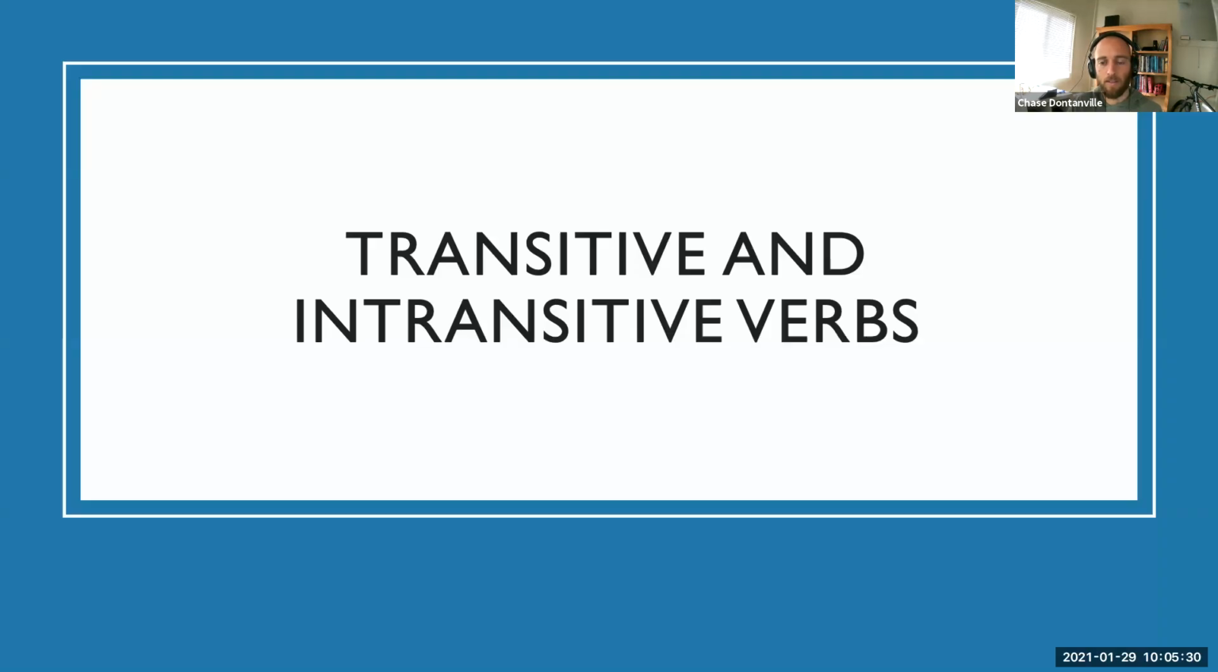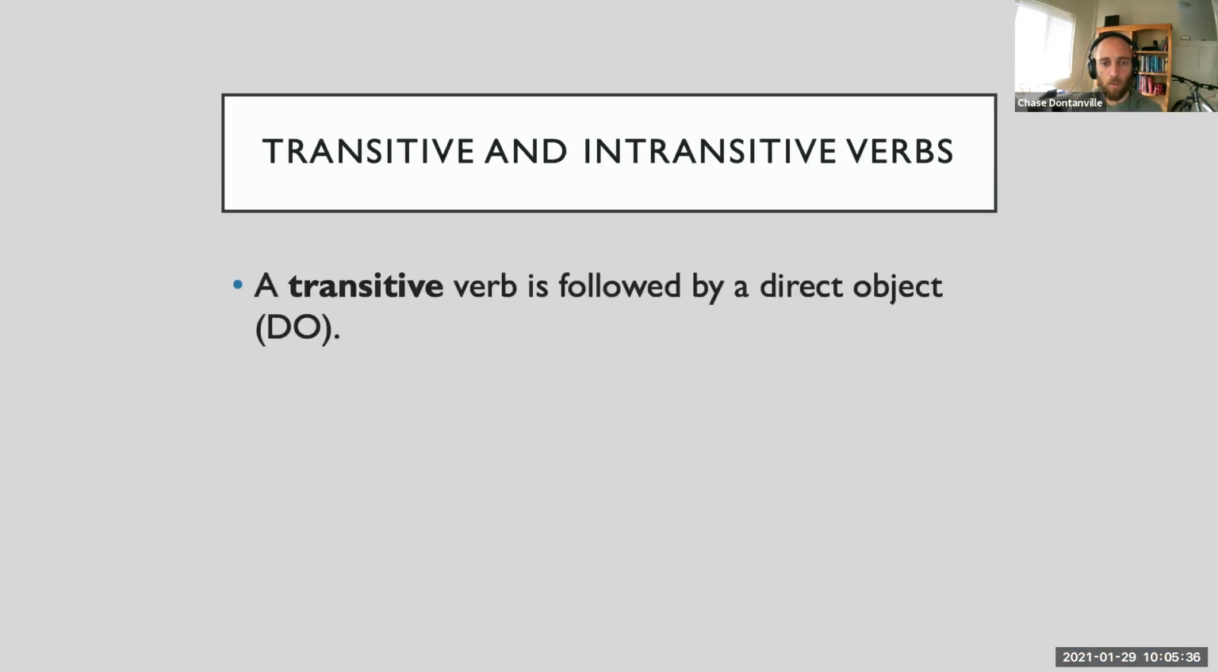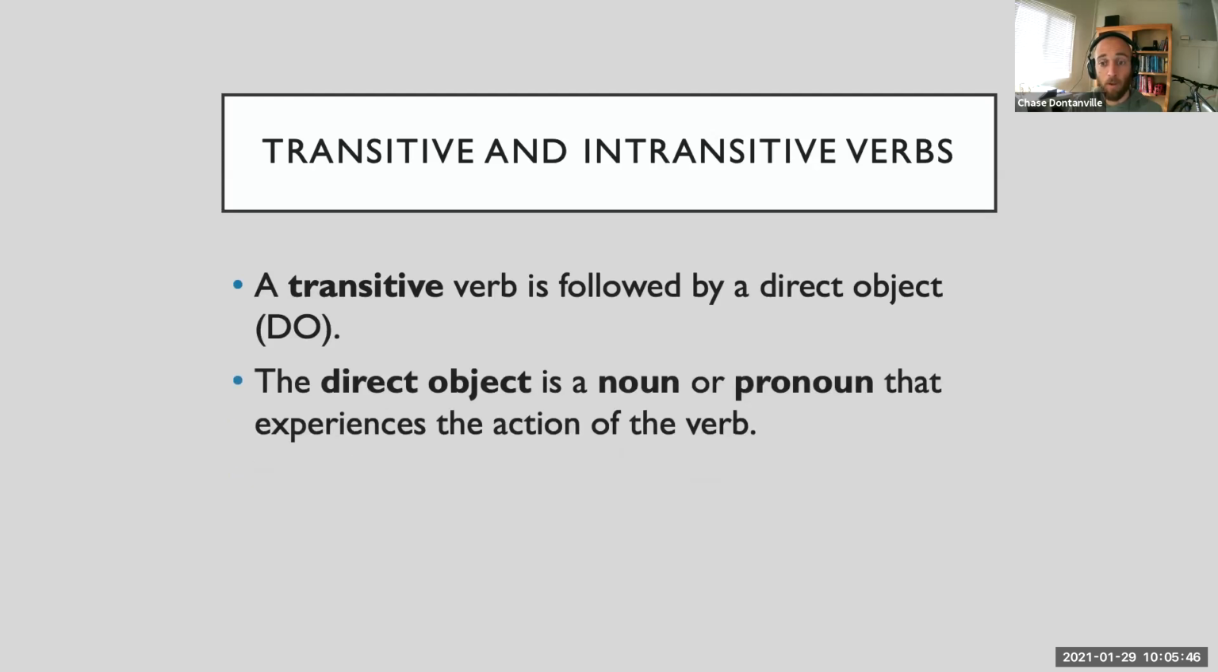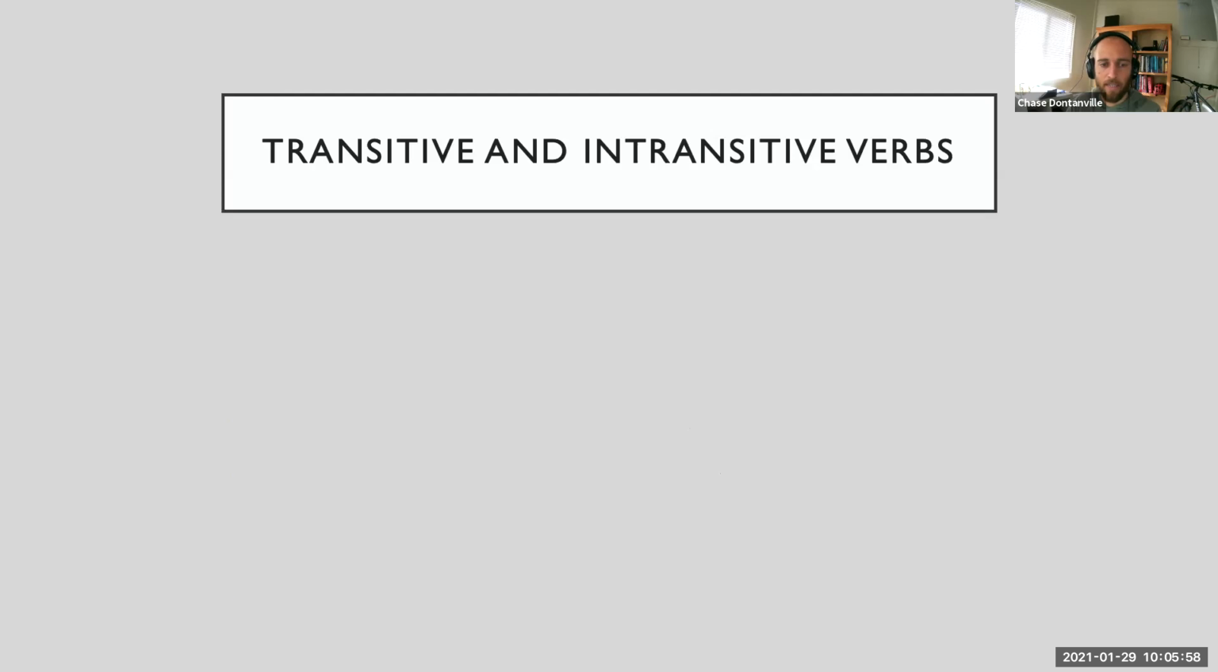Let's first study the difference between transitive and intransitive verbs. So what is a transitive verb? A transitive verb is followed by a direct object. The direct object is a noun or pronoun that experiences the action of the verb, and it answers the question who or what. Okay, so let's look at some examples to make it clear.